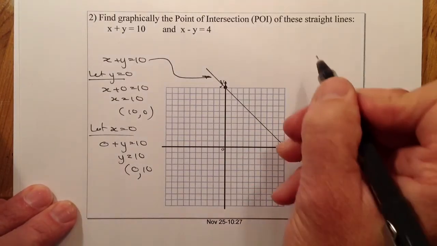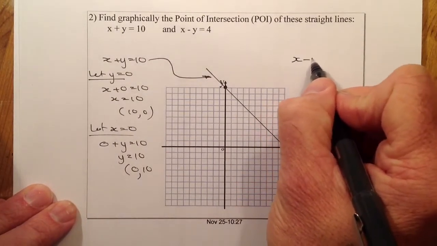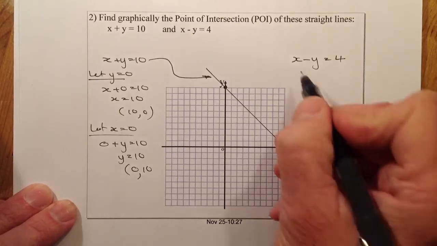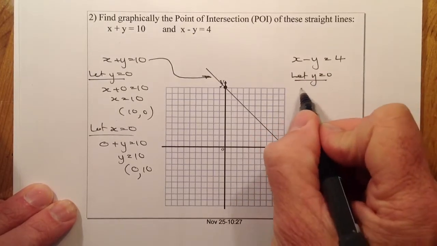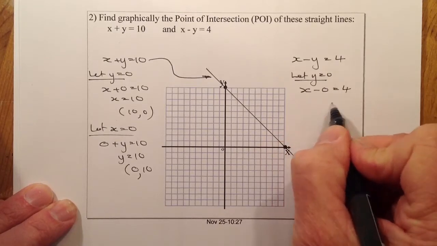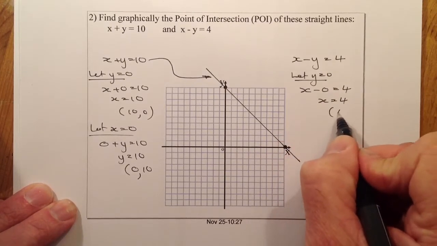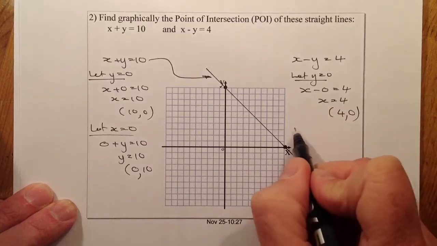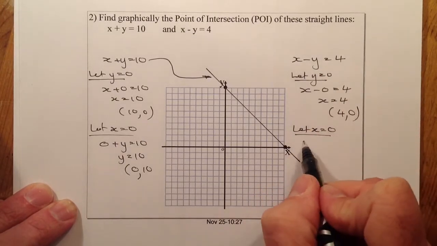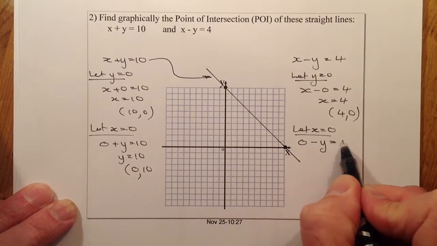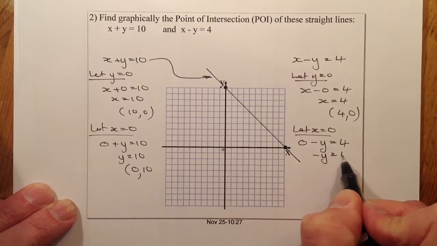Okay, so on this side here, I've got x minus y equals 4. Right, so let's let y equals 0 is the first thing. So x minus 0 equals 4, so x equals 4. First coordinate, 4, 0. I'll then let x equal 0. Okay, so 0 minus y equals 4, so minus y equals 4.